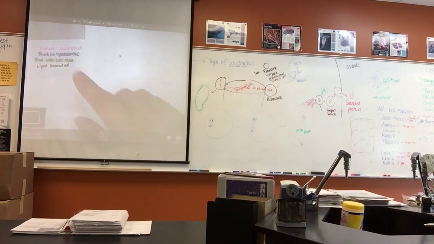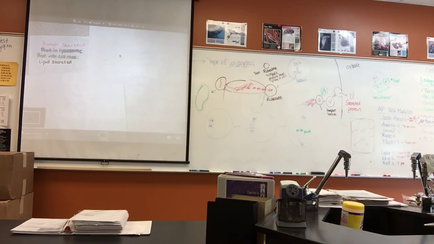What I want you to do, I'm going to have you write these four things down. So just write it down. Protein secreted from the cell. The next one, I just wrote protein lysosome, but I mean protein within a lysosome. Protein secreted from the cell. Protein within a lysosome. Green protein put into a cell membrane. And a lipid secreted from the cell.